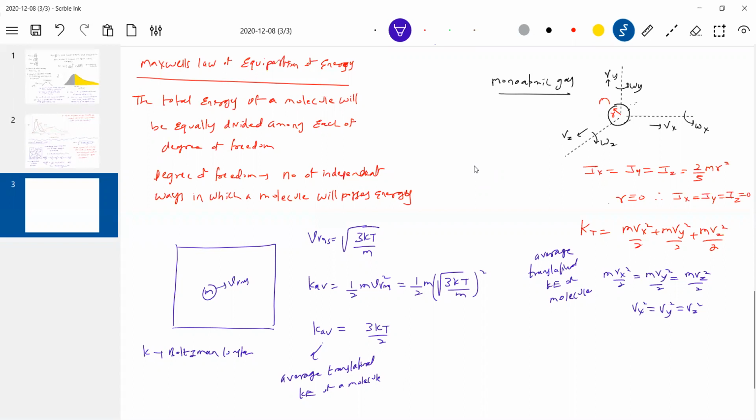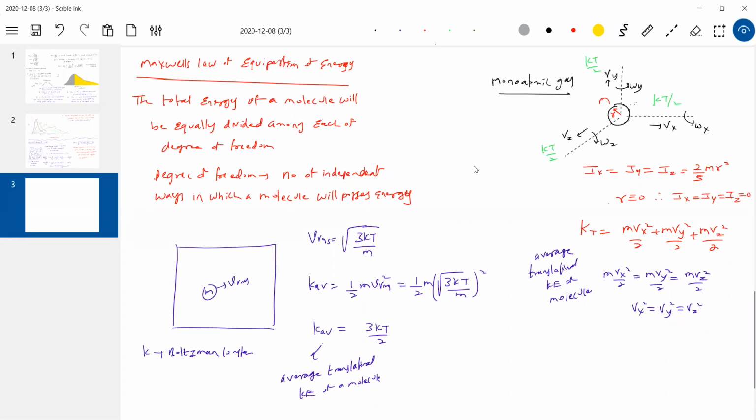3kT by 2. Then how many degrees of freedom are there? 3 degrees of freedom, I'll say. What do you mean by degree of freedom? Number of independent ways in which a molecule can possess energy. So here, how much will we get? kT by 2, kT by 2, and this is kT by 2. Add up all this, 3kT by 2. This is for a monoatomic gas molecule.